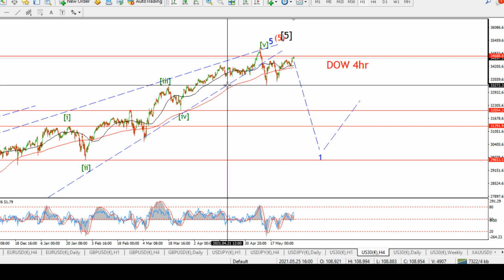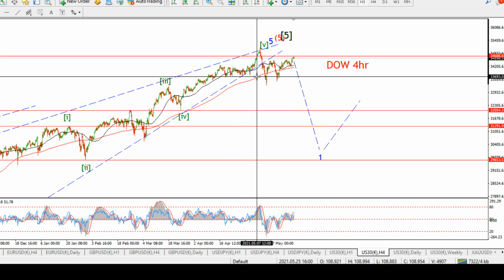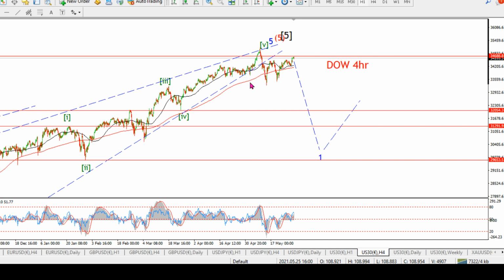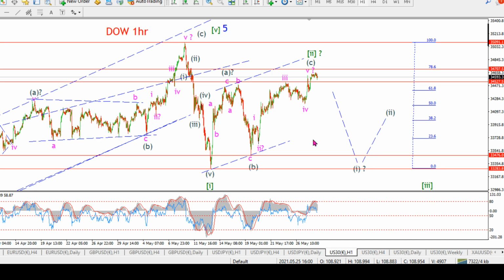So that's 33. Or you could even bring it up. You could go, let's say, 33,600 or so, before we head down into a third wave. And if we hit a third wave, we should head lower pretty quickly. We probably break towards the lows of, well, we probably break 32,000, and we may even push in towards 31,000 if we do head lower in a third wave. So let's get into the hourly chart here.